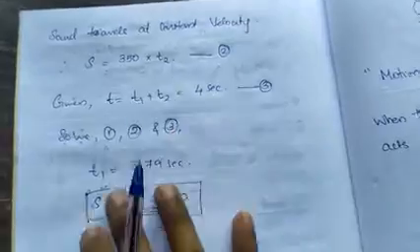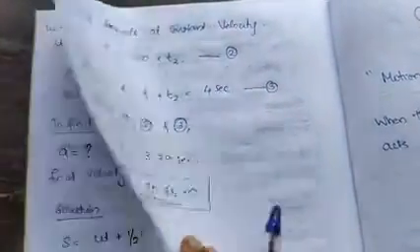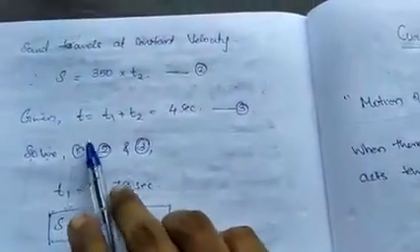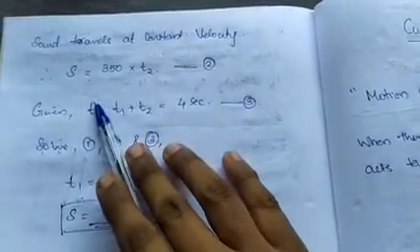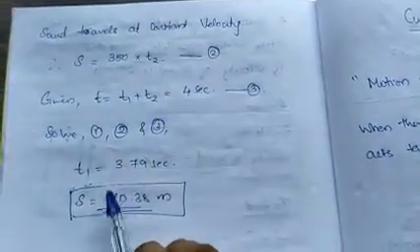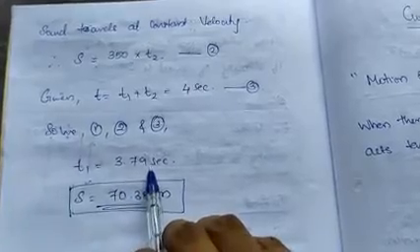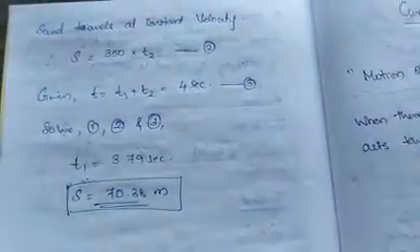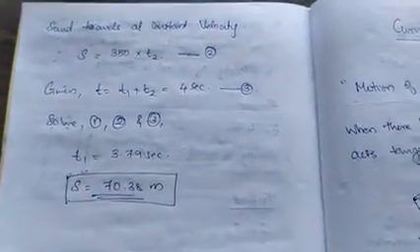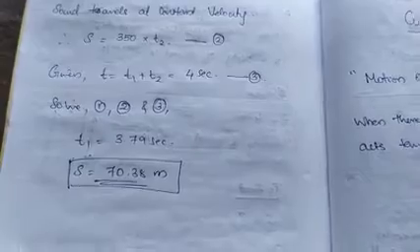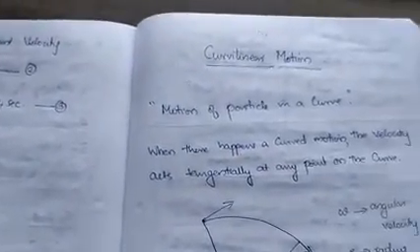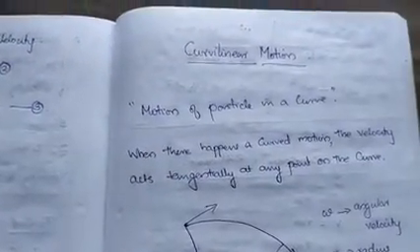If you solve these three equations, you have t1, t2, and a relation between t1 and t2. If you solve these three equations, you will get t1 is equal to 3.79 seconds, and from this equation you will get the distance also. These are the two simple problems. Now we'll see what we mean by curvilinear motion.